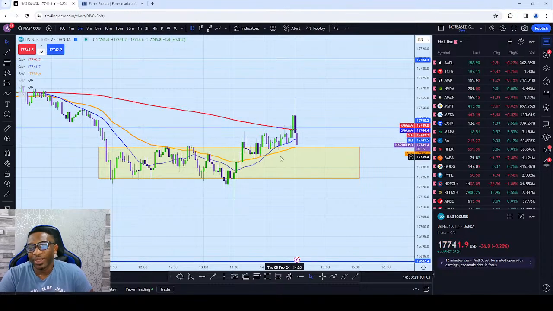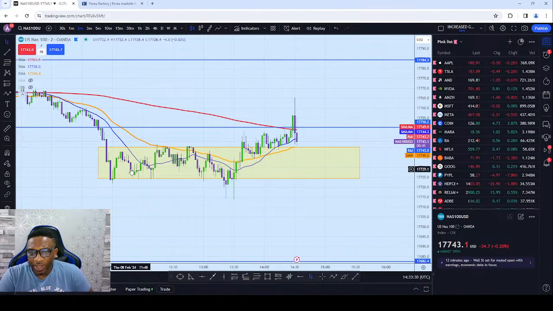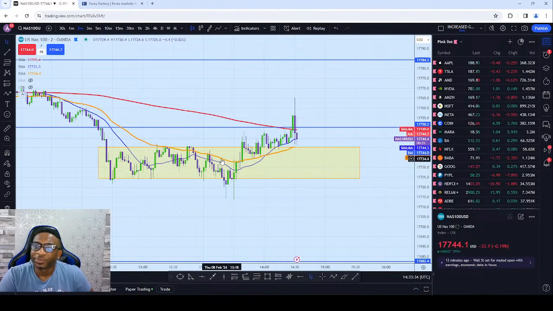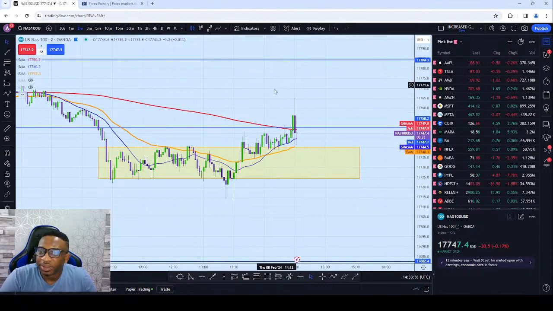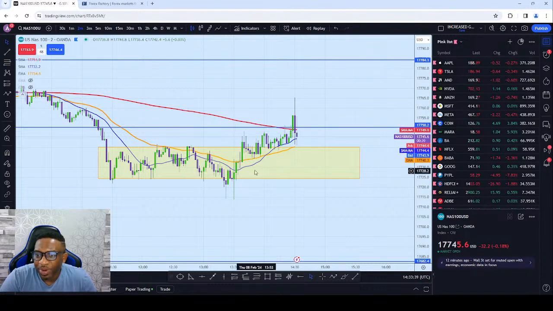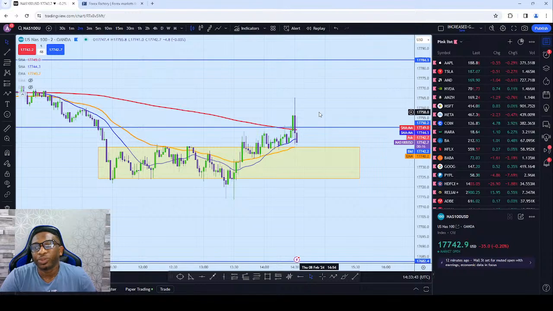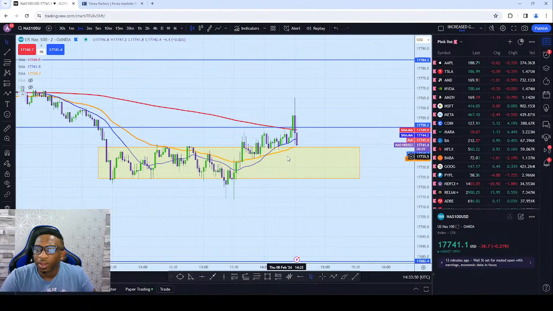Even though this happens to be one of the ideal places to find an entry, if you get stuck in here, sometimes it goes on for ages. So you can wait as price breaks out of the box, then you find an entry and then you ride with it to wherever it's going.